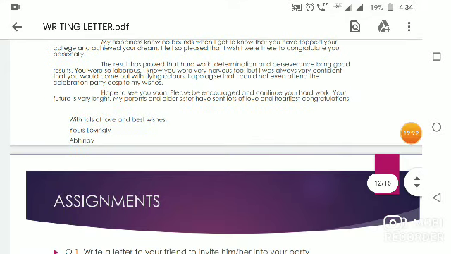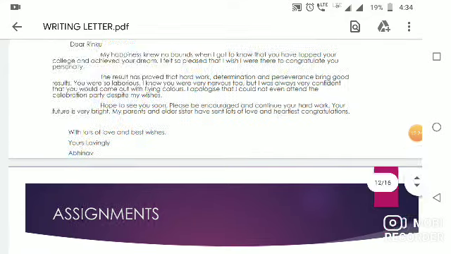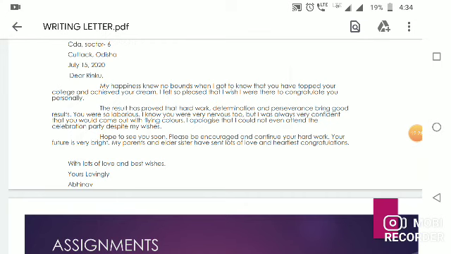Okay, so here you have the subscription and you can write with lots of love, best wishes, whatever. There are so many subscriptions lying around. You can pick any one of them and use it in your letter. Yours lovingly, you can also say yours lovingly, then you write the sender's name. So that is how we write the letter.